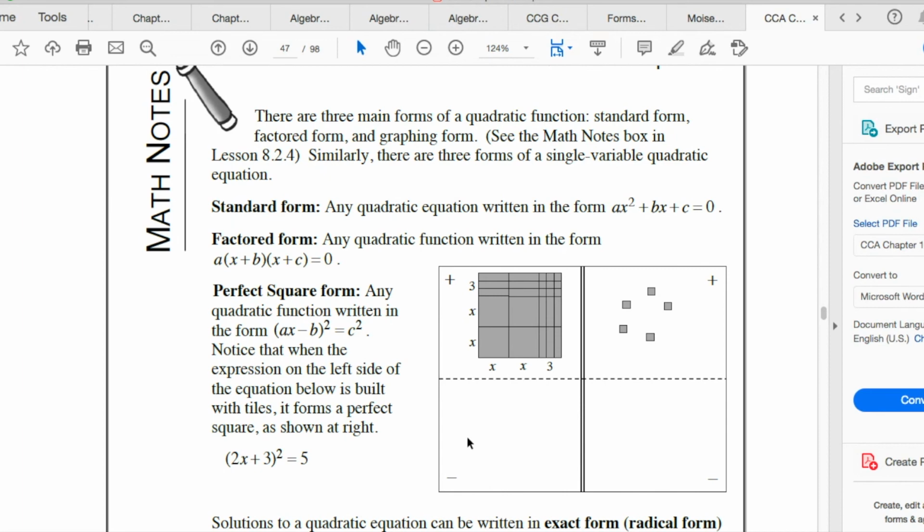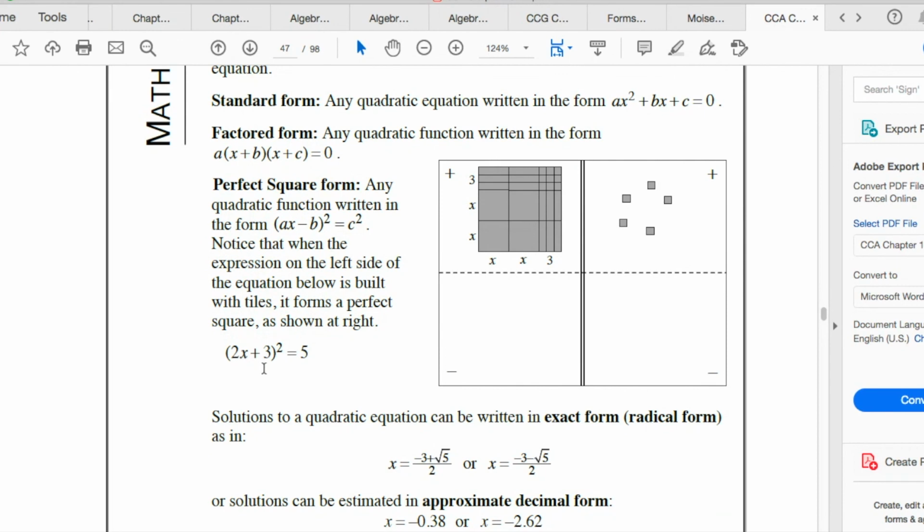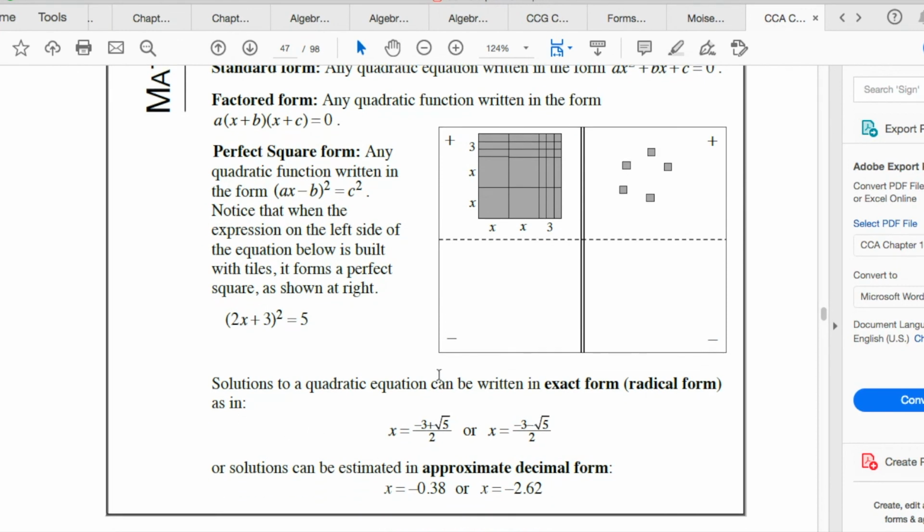Perfect square form, any quadratic equation written in the form yada, yada, yada, right? Parentheses x minus b squared. Oh, they put minus b. I put plus b earlier. Sorry about that. So perfect square form there. Anyways, solutions to a quadratic equation can be written in exact form. Okay, so yeah, here, kind of what we did earlier, right? We can't take the square root of stuff, or approximate form.